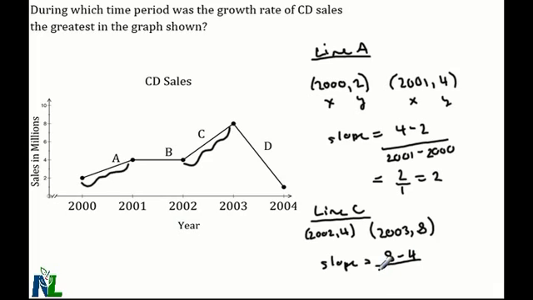and 2003 minus 2002 on the bottom, for 4 over 1, or 4 million per year. So the answer I'd be looking for would be line segment C, is when we have the greatest increase in CD sales.